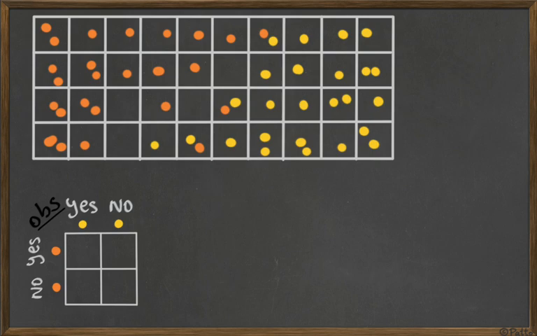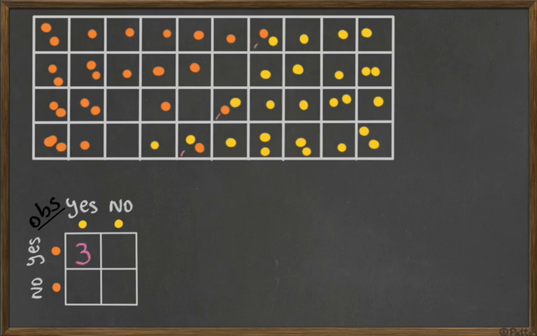but not to estimate the population. In this case, we want to see if in each of these squares we have the orange species alone, the yellow species alone, both of them together, or none of them, so both of them separate.